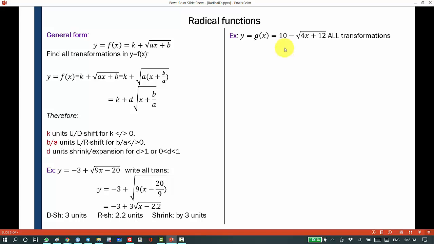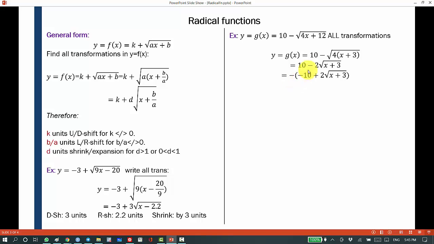Furthermore, consider g of x, which is minus 10 minus the square root of 4x plus 20, and write all transformations. We start off by taking 4 as a common factor inside, which results in x plus 12 divided by 4 is 3. Square root of 4 is 2, inside remains x plus 3. Then we take minus 1 as a common factor outside.